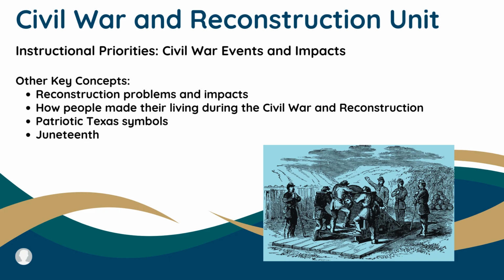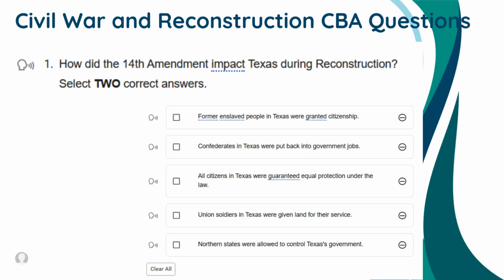Our instructional priorities for this unit are the events and impacts of the Civil War and Reconstruction, and students need to understand the big shifts, political, economic, and social, that happened in Texas during this time. Patriotic symbols and Juneteenth are also important concepts and parts of Texas identity that students will see in later grades. We're just going to go through the CBA questions that are related to our instructional priorities.